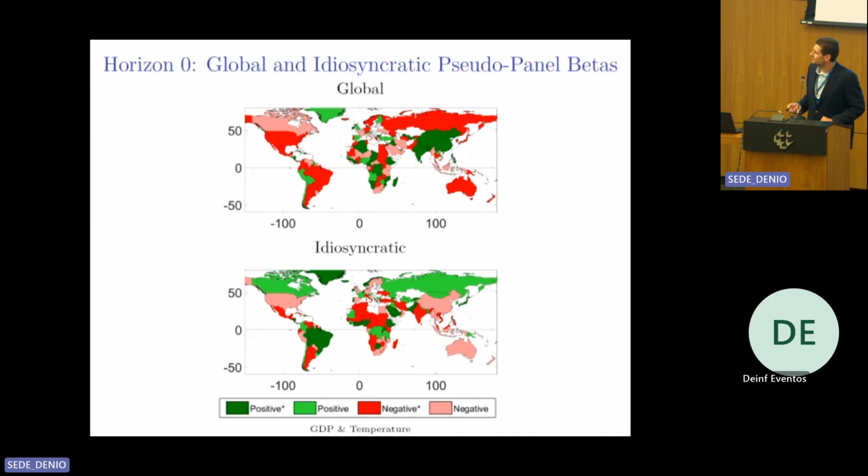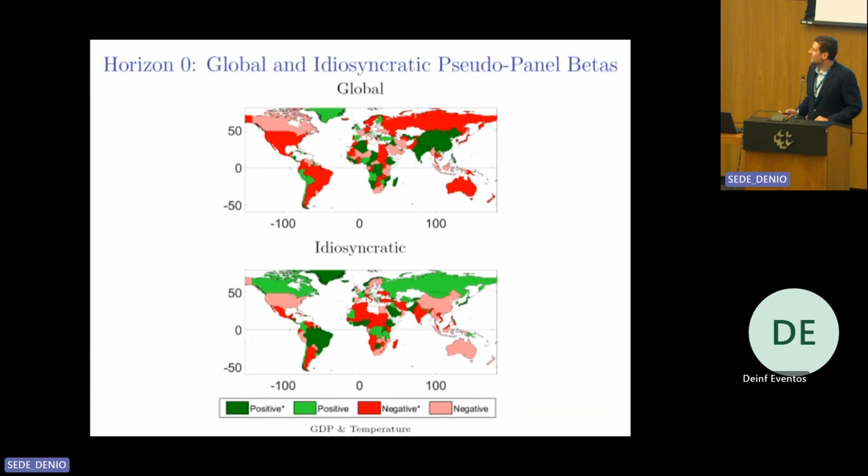I think there's less significance in the idiosyncratic ones than we see for the global ones, but kind of the same idea is that there's going to be a mix of these reds and greens, which means there's some substantial heterogeneity, and it's not all concentrated by geography as well.